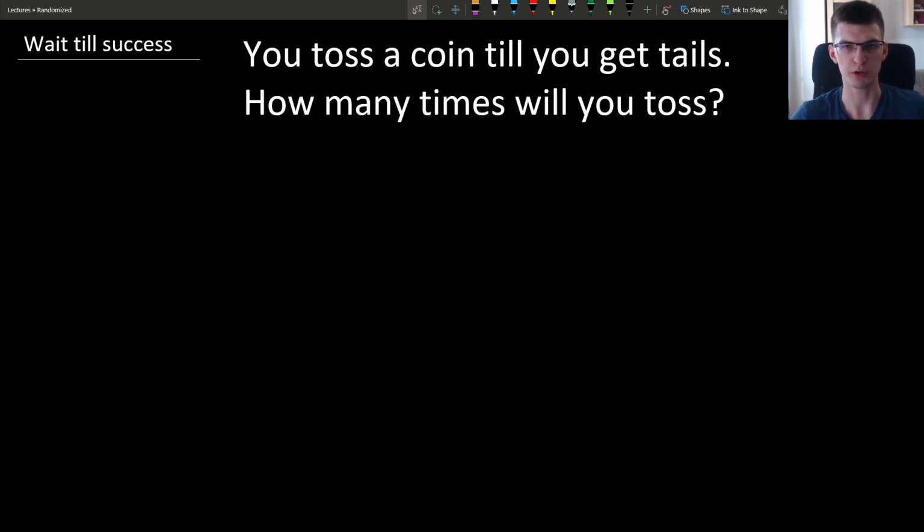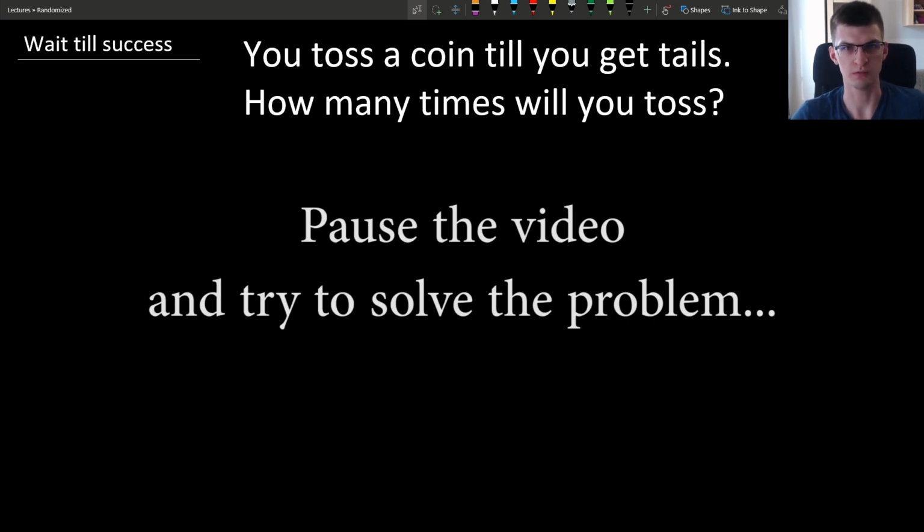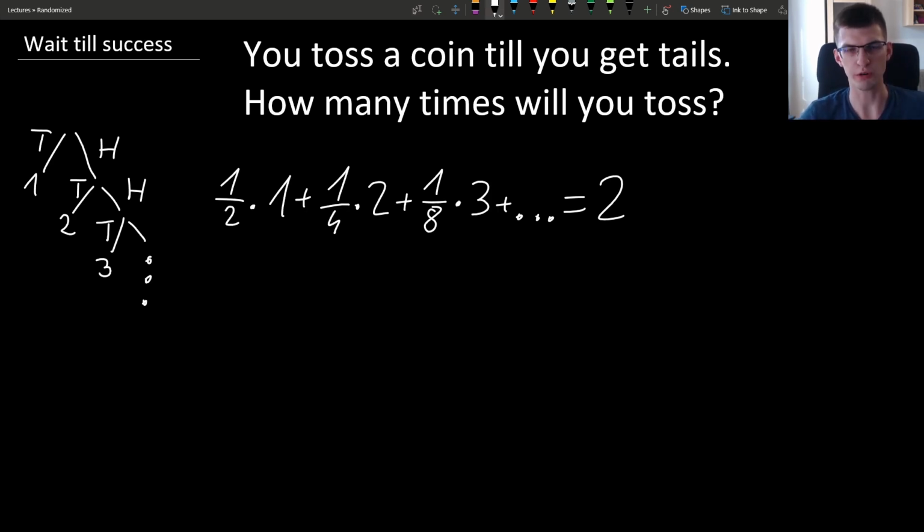A quick warm-up problem for you is, if you toss a coin repeatedly till you get tails for the first time, how many times on average will you toss this coin? To answer this question, we can, for example, draw a decision tree, a tree that shows what can possibly happen. If first we get tails, then we win immediately and the number of tosses was 1, and so on. Then we can sum up probabilities of different answers to get what is called the expected value, and it turns out to be 2. But today it is not important for us.